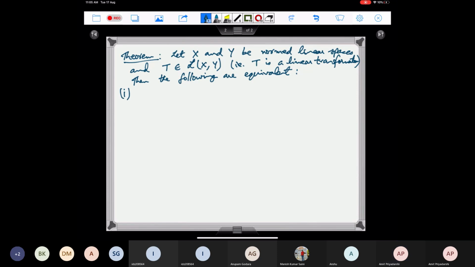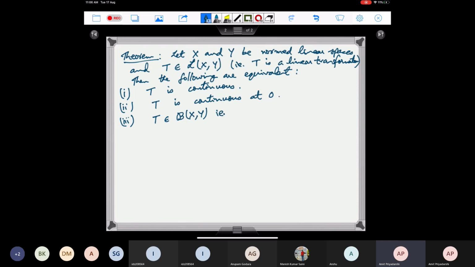First, T is continuous. Second, T is continuous at 0. Third, T is a bounded linear operator, which again by definition means there exists M greater than 0 such that norm of Tx is less than or equal to M times norm x for all x in X.